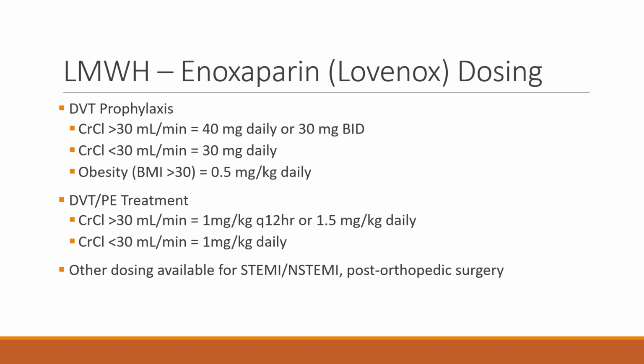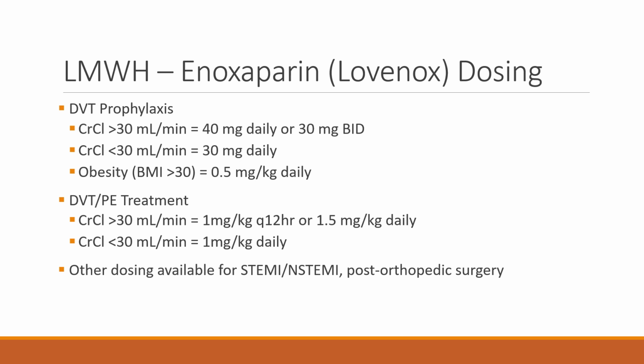We do have a protocol here at Cone specifically, although it may be different in different healthcare settings depending on where you practice. For patients that are obese or have a BMI of greater than 30, we can use 0.5 milligrams per kilogram per day for their DVT or VTE prophylaxis dosing. So for treatment, for DVT or PE, we also use that same cutoff for creatinine clearance. So if their clearance is greater than 30, we'll use 1 milligram per kilogram Q12 hours, or you can use 1.5 milligrams per kilogram per day.